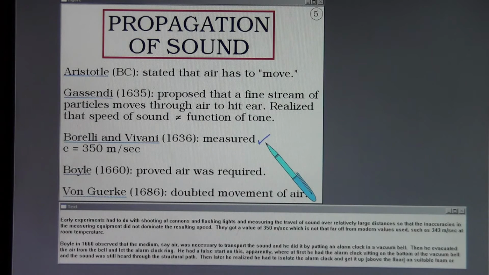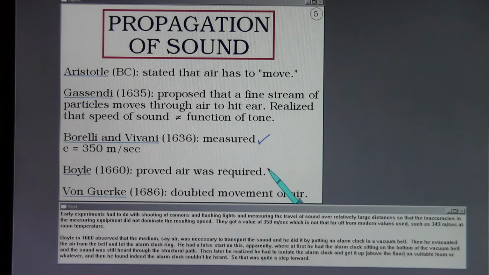Boyle in 1660 observed that the medium, say air, was necessary to transport the sound, and he did it by putting an alarm clock in a vacuum bell. Then he evacuated the air from the bell and let the alarm clock ring.